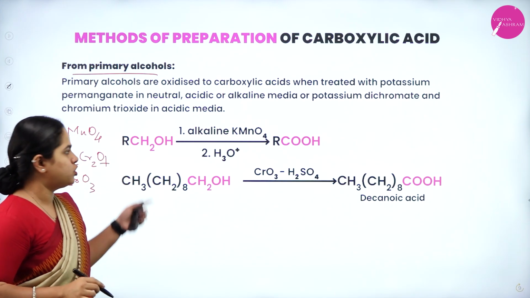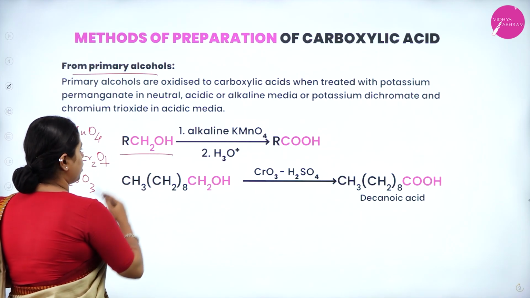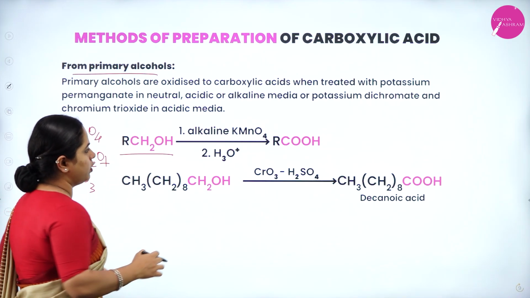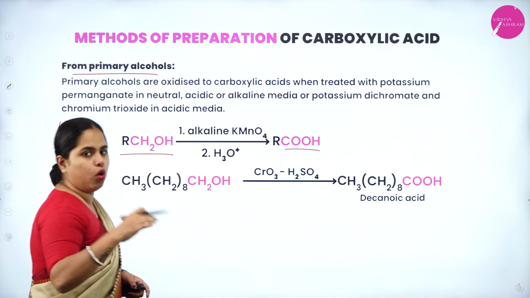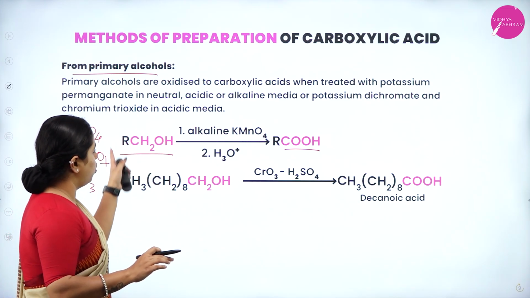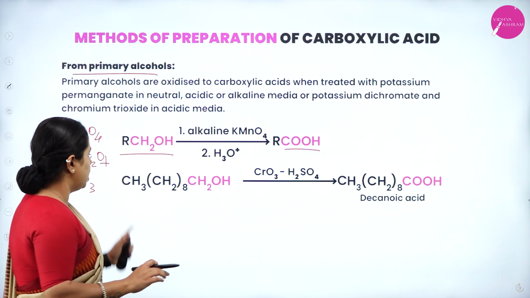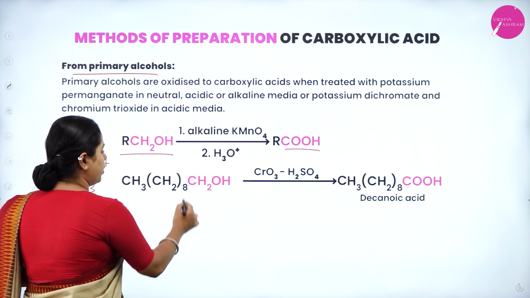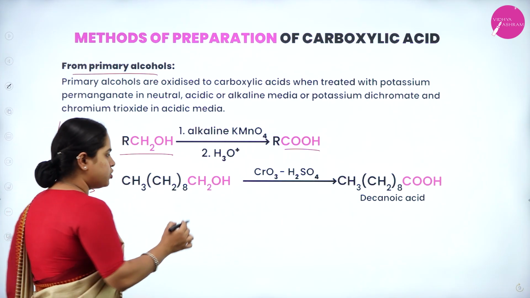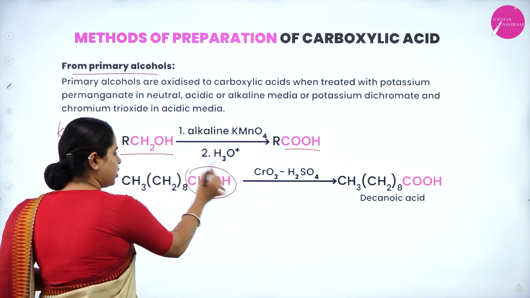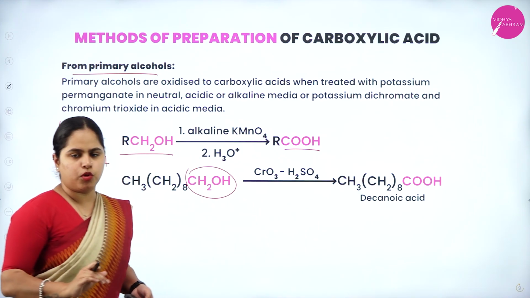Either of these you can use. So this is a primary alcohol. CH2OH will be converted into COOH. Okay, CH2OH is converted into COOH. Now the next one is CH3, CH2 8 times CH2OH. So here also only the CH2OH alcohol part will convert into the carboxylic acid part.